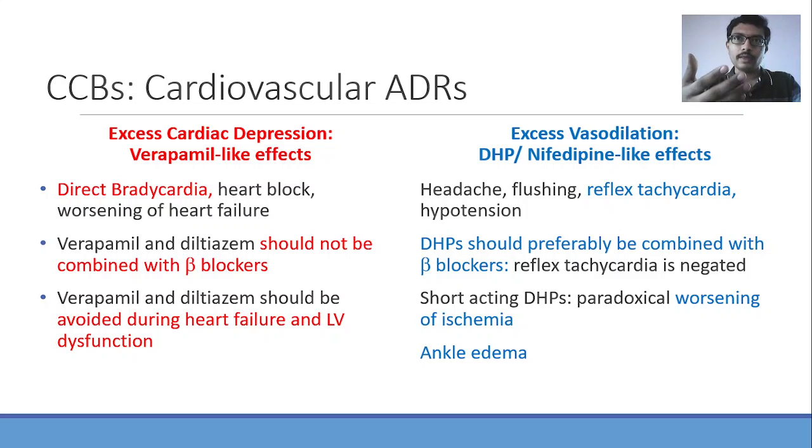What is going to happen? Especially in the periphery, especially in ankles, the plasma is going to exude out of the dilated arteries, arterioles. It cannot enter back into the venules because venules are constricted. So all the plasma, all the fluid starts accumulating in the dependent regions. That is the reason why there is ankle edema. Ankle edema is very frequently seen with dihydropyridine calcium channel blockers. It's a very frequent ADR. So all these are the cardiovascular ADRs.